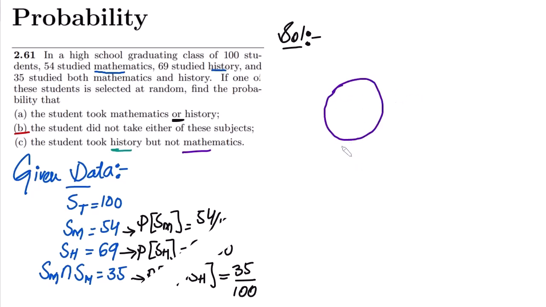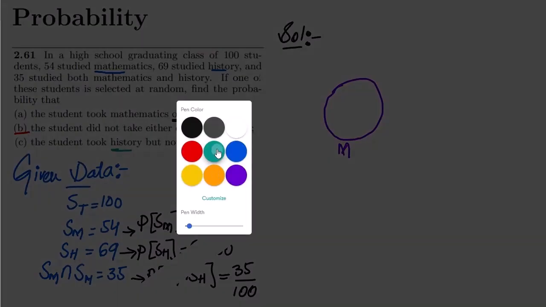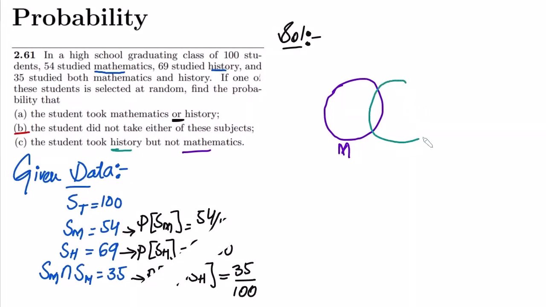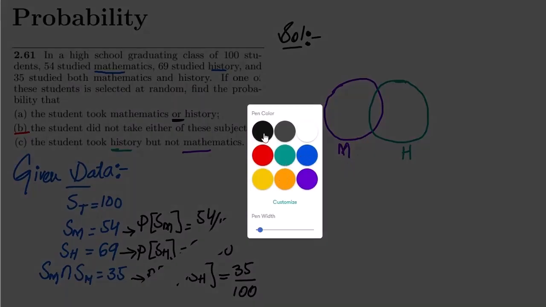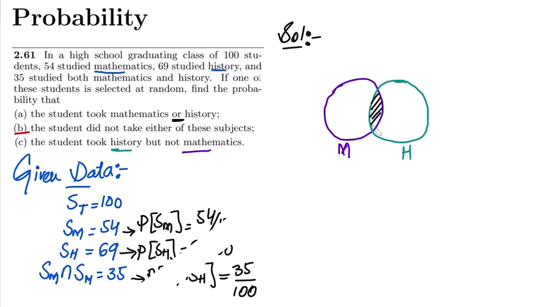This is for mathematics. And for history, let me draw this diagram. This is for history. The area in between them is mathematics and history. While this area is where the student has taken mathematics but not history. And this is the area where the student has not taken mathematics but history. So this is the area we have.